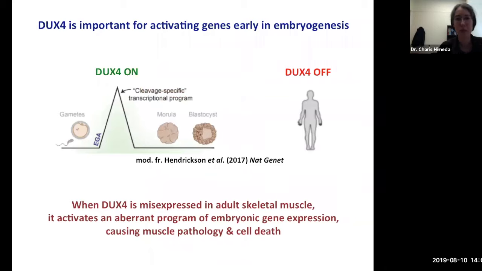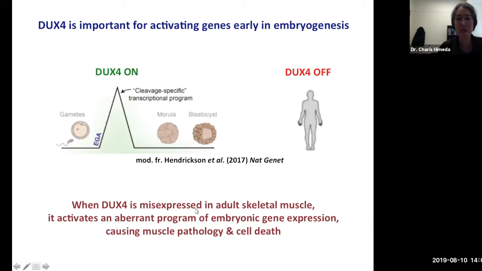So why is DUX4 so bad? It turns out that the DUX4 protein actually has an important role early in development. When a fertilized egg reaches the cleavage stage, DUX4 turns on a program of gene expression in these early embryos, which is important for getting them to the next stage. But after this point, it has to be shut off.